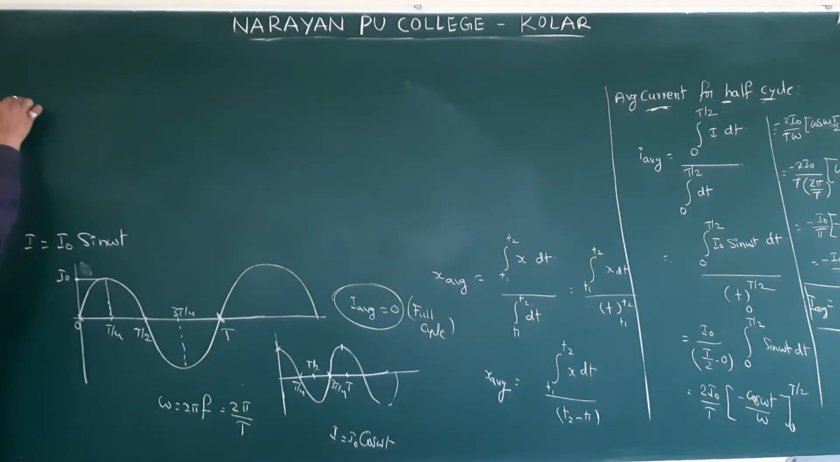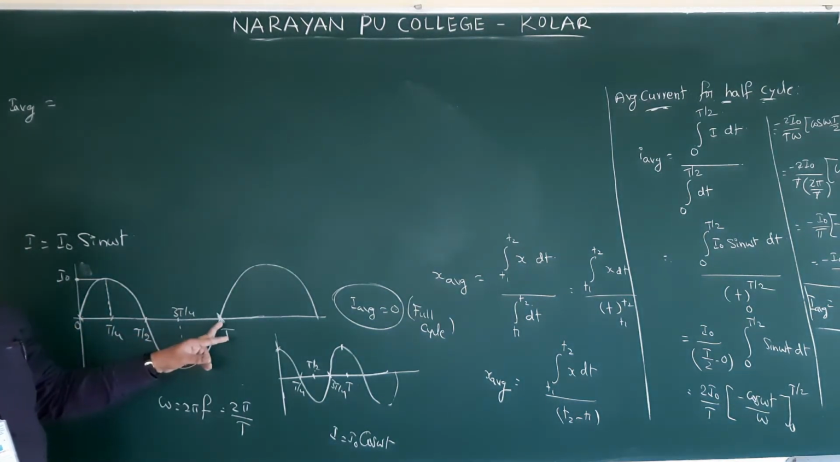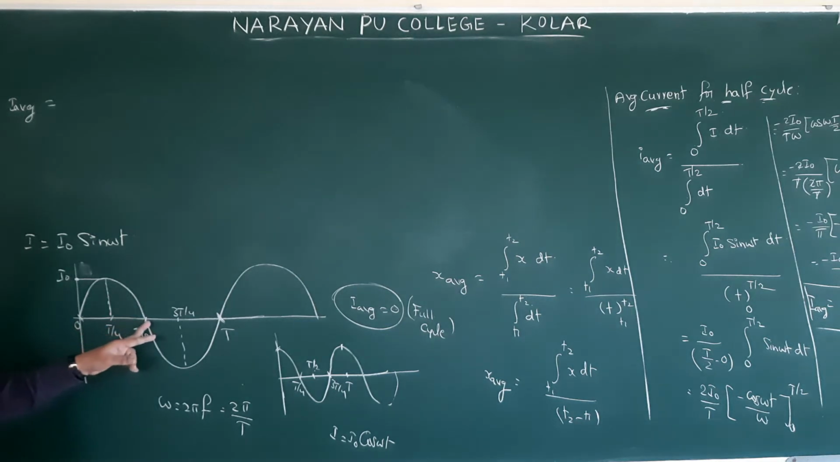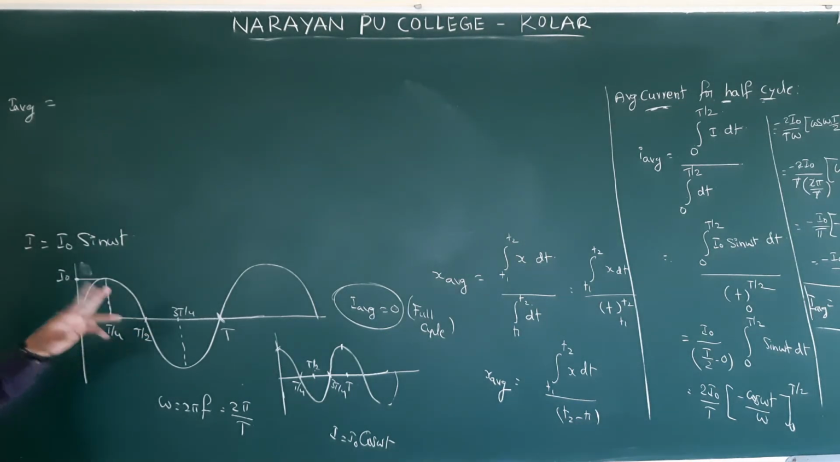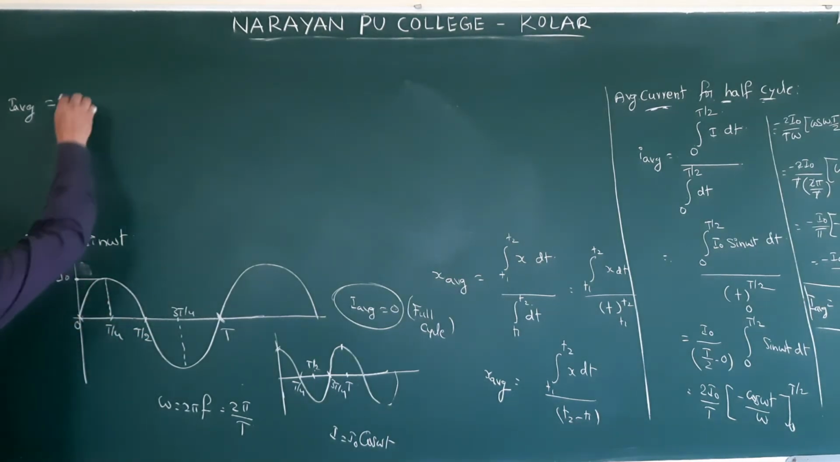Okay, so the average value for full cycle, that one only they gave in our book. The first point is the average value of alternating current for one time period. One time period means 0 to T, that is called full cycle. Half cycle means 0 to T by 2. You can also calculate 0 to T by 4 if you want. But this is the method.